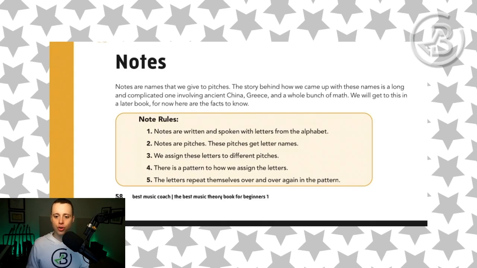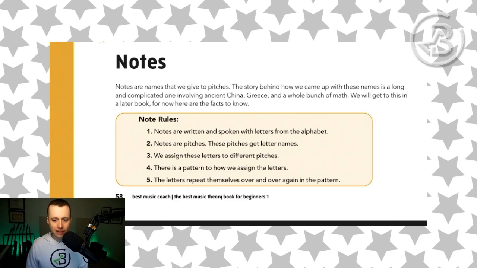We have some note rules. So, number one, notes are written and spoken with letters from the alphabet, A, B, C, D, E, F, G. That's how we're going to refer to those notes. Now, notes are pitches, and these pitches get a letter name, and the letter name is going to be A, B, C, D, E, F, or G.